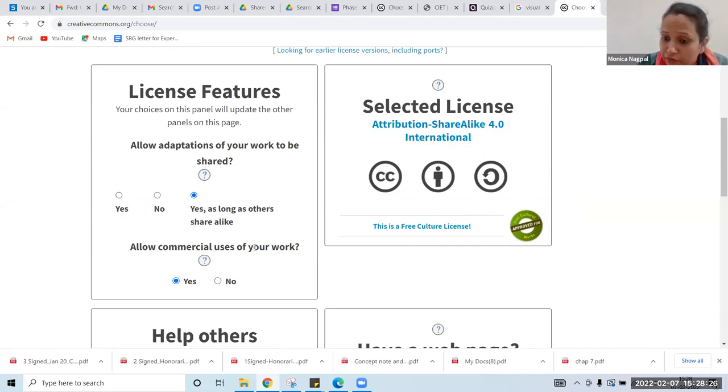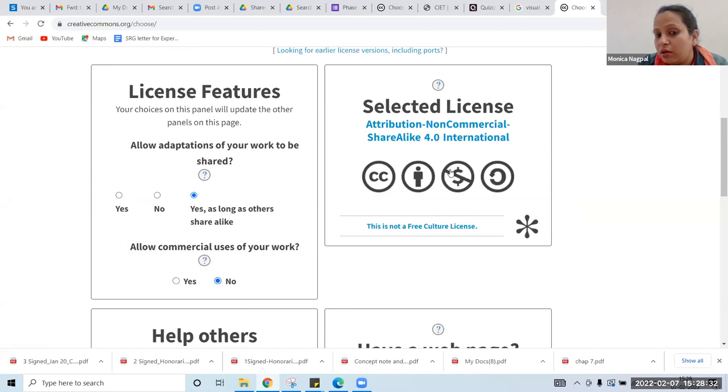Allow commercial use of work. I say yes or I say no. If I say no, it will add one more thing. So this is CC BY, as I demonstrated, NC and SA. It says this is a Creative Commons license. Attribution is required. NC means you cannot use it for commercial purposes. SA means whatever has been created, you can make changes, but you have to share it alike. You cannot keep it to yourself. That is the license which is available, right? You can create licenses this way for any of the e-content which you are creating.